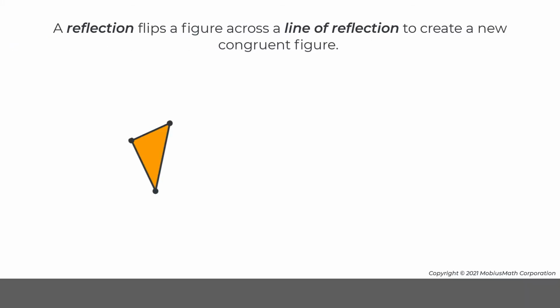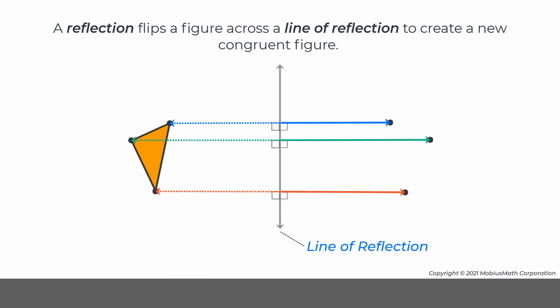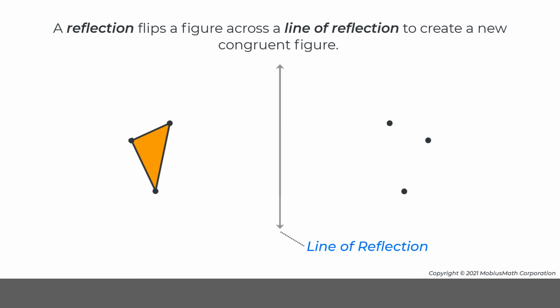A reflection flips a figure across the line of reflection to create a new congruent figure. For any figure, a perpendicular distance can be measured from the line of reflection to each vertex. Each vertex in the reflected figure can be drawn directly across the line of reflection with the same perpendicular distance. Then, the sides of the reflected figure can be drawn. Note: reflecting a figure generates a new figure that is congruent to the original.